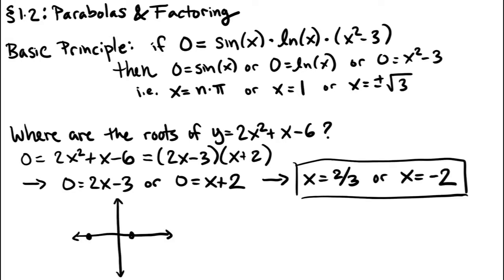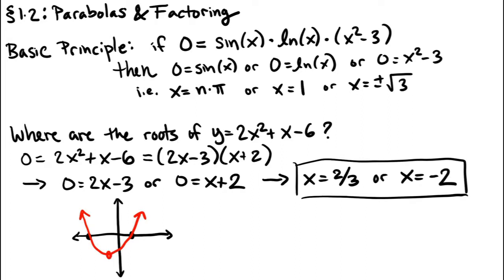So if we graph this parabola, we know where it hits the x-axis, and we also know that since the leading coefficient 2 is positive, it's going to open upward. That tells us it looks something like this. If we also completed the square, we could find the vertex and get an even better picture of what this parabola looks like.